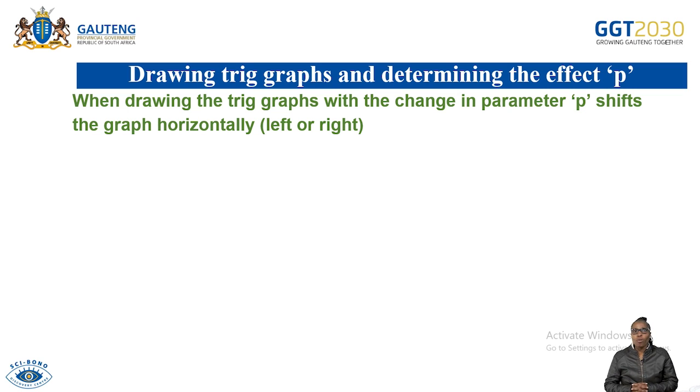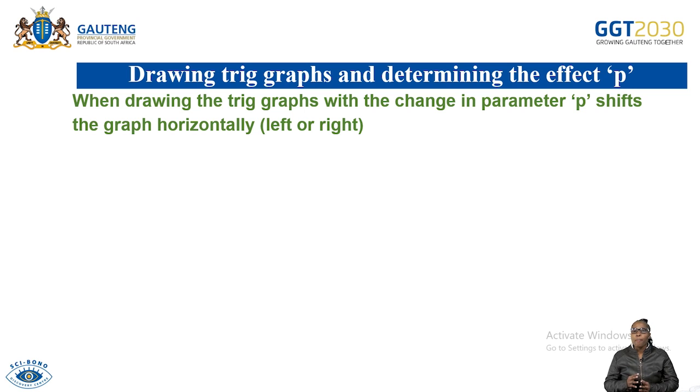Now, today we are going to be drawing the trig graphs and determining the effect of P. How is P affecting our graph? When drawing the trig graph with the change in the parameter P, you need to know that the minute you see the P changing, it tells you how your graph is changing. Your graph will be changing horizontally, to the left or to the right, where you will hear me talking about the positive shift or the negative shift of the graph.